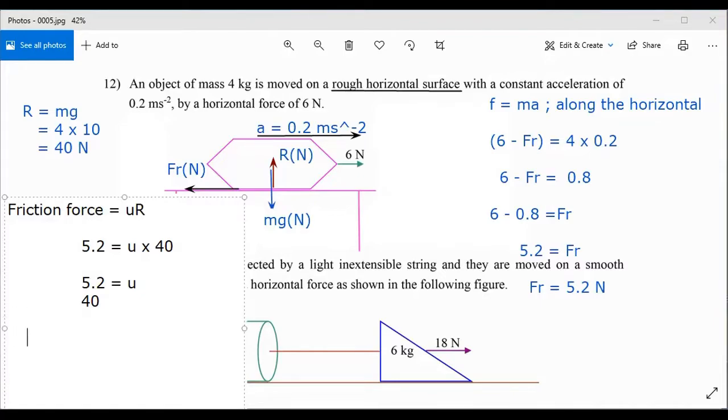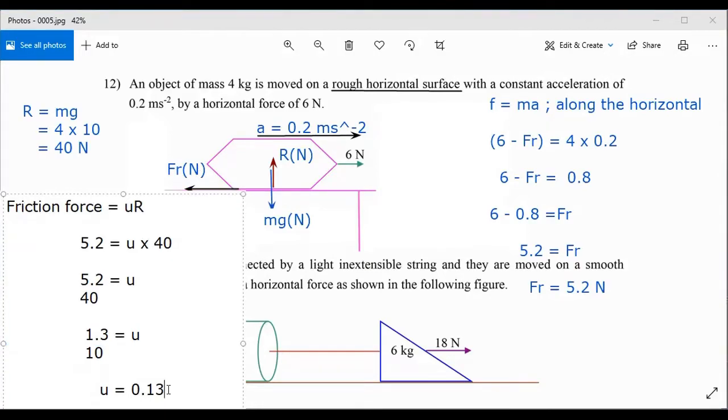The easiest method is this. Look at the board. I can divide 5.2 by 4. 5 divided by 4 is 1, with 1 remaining. Then 12 divided by 4 is 3. So 5.2 divided by 4 is 1.3. And 40 divided by 4 is 10. So I have divided both 5.2 and 40 by 4. Then 1.3 divided by 10 is 0.13. So mu, known as the coefficient of friction, is 0.13.